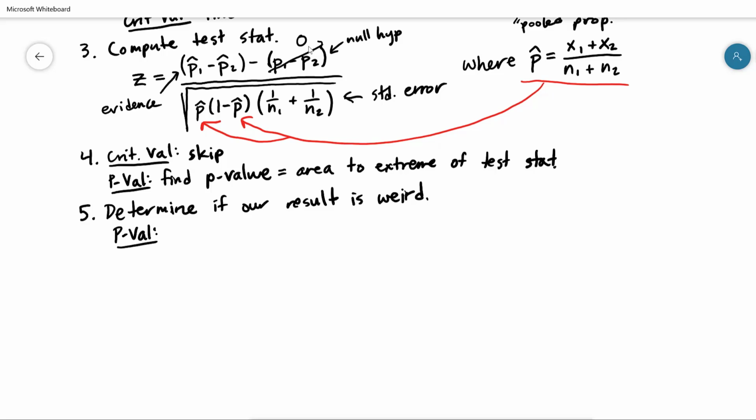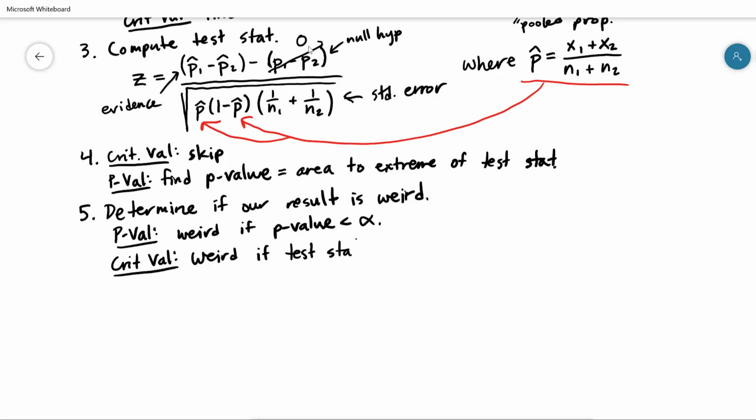In the case of the p-value method, it's weird if the p-value is less than alpha, which is our significance level. And if we're doing the critical value method, our result is weird if the test statistic, which is z, is more extreme, so further into the tail than the critical value, which was our cutoff for where we consider weird.